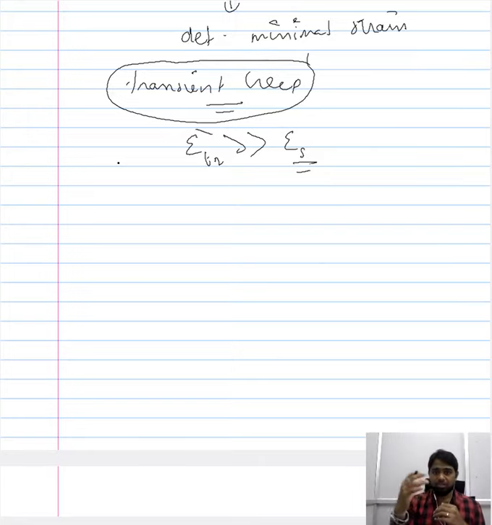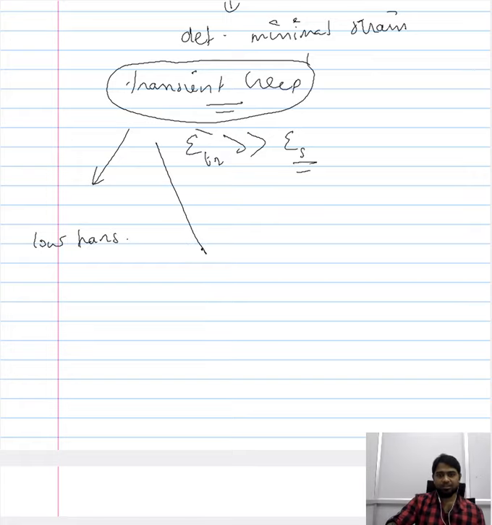Now, this transient creep, because of its role in bringing about the strain in the material, we are focusing on it and we want to understand the rate at which the creep occurs in this transient region. Because of the strain introduced by it, we want to see at which rate the strain is introduced in this region. So before looking into that, we will see that this transient creep can be distinguished into two. One is the low temperature transient creep, the other is the high temperature transient creep.